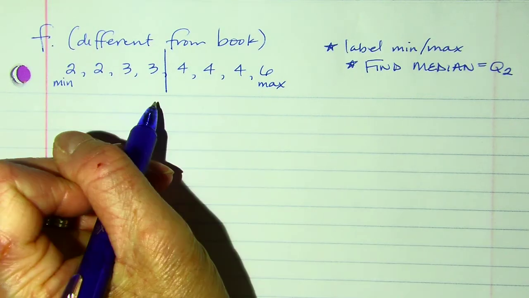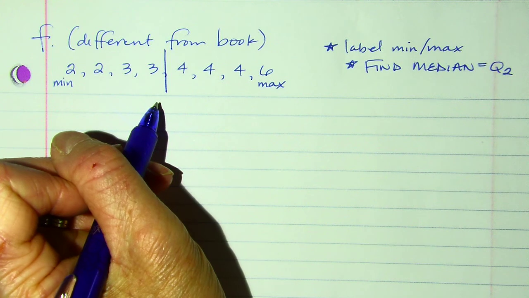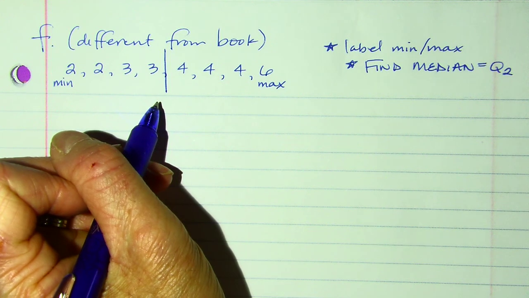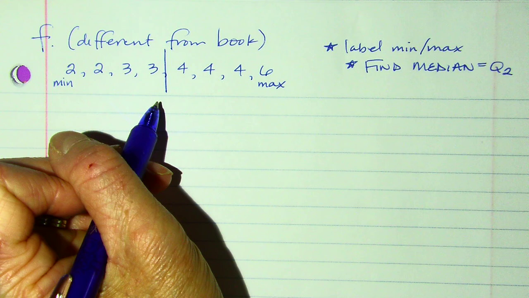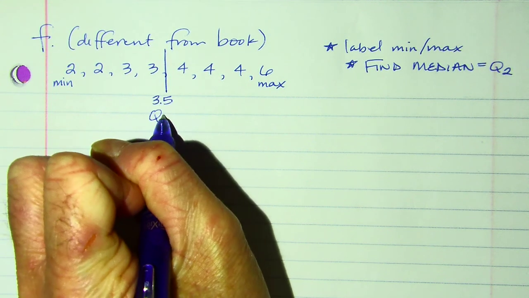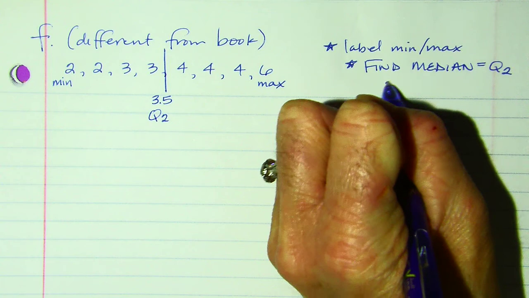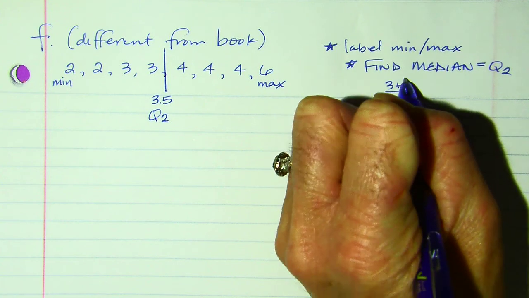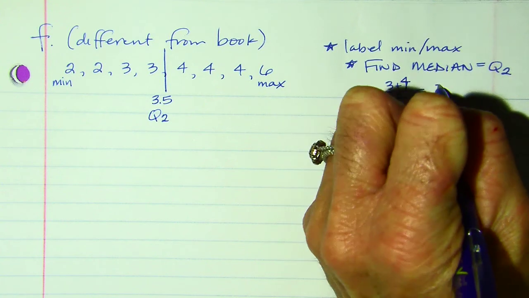Now, what is in between 3 and 4? You could add them up and divide by 2, or you could think, what is exactly in the middle, 3.5. That's quartile 2, or you could do 3 plus 4 divided by 2, which is 3.5.